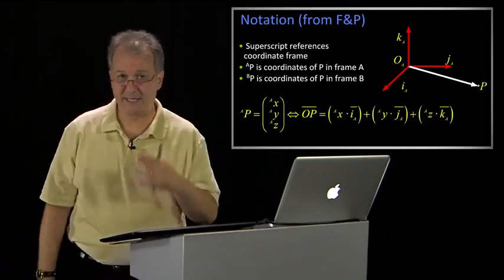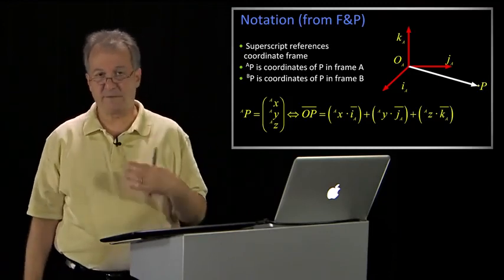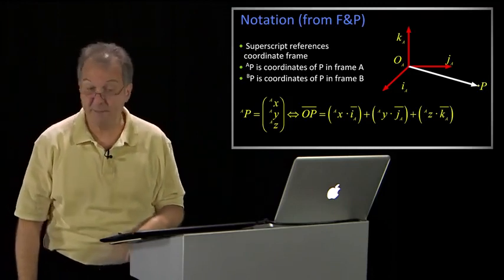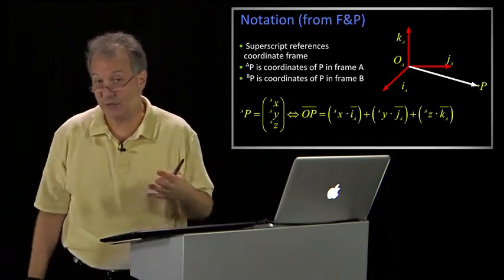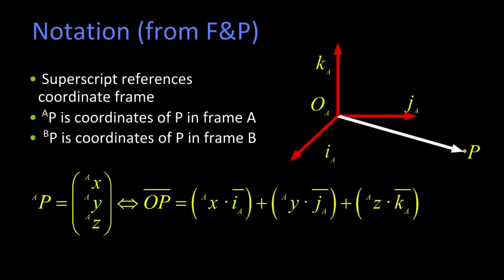So now life gets ugly. I'm going to be using the notation from Forsyth and Ponce. It might not be the best notation, but it is a notation for dealing with coordinate transformations, which is what we're going to be doing. So the idea here is that superscripts are going to represent what coordinate frame you're in.